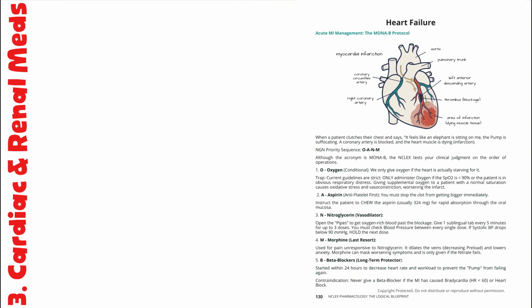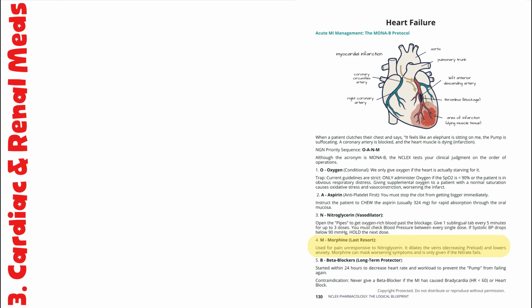For an acute MI, the acronym is MONAB, but the NGN tests the actual order of operations: oxygen, aspirin, nitroglycerin, then morphine. Give oxygen only if the saturation is below 90%, or the patient is in obvious respiratory distress. Have the patient chew the aspirin, 324 milligrams, for faster absorption. Give sublingual nitroglycerin every 5 minutes, up to 3 doses, and hold if systolic pressure drops below 90.